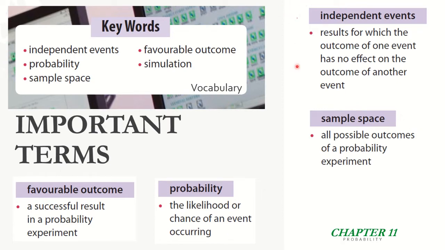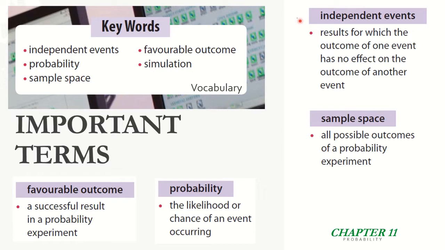Independent events, this is a really important term, and we're going to learn all about this today. It's the result for which outcome of one event does not affect the outcome of the next event. So, two things where the first thing doesn't affect the second thing. So, let's stick with our coin analogy here. If I flip a coin one time, pick that coin back up and flip it again, the fact that I flipped it already and got a head, let's say, that does not have an effect on the next time I flip the coin.